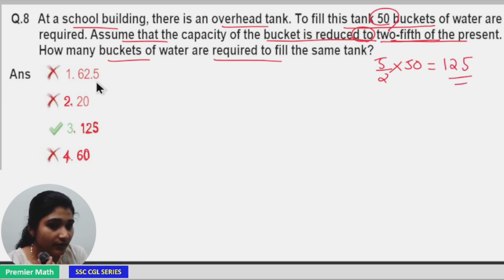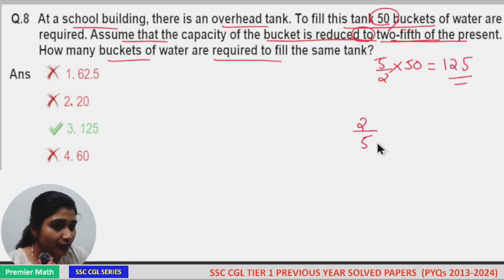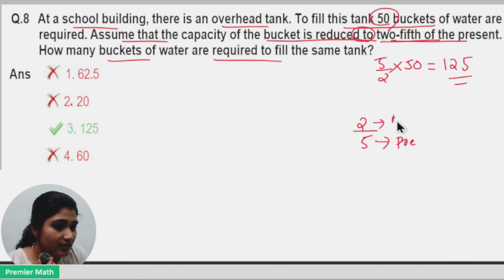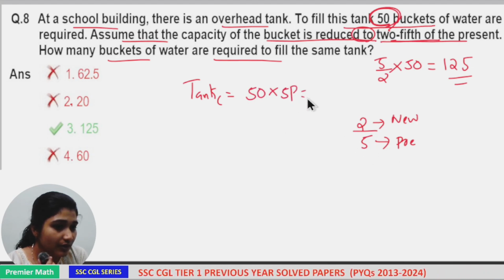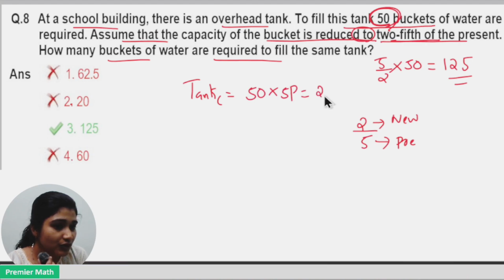That is, here the capacity of the bucket is reduced to 2/5 of the present, which means 5 parts is the present capacity of the bucket and 2 parts is the new assumed capacity of the bucket. And here the capacity of the tank is 50 buckets. So tank capacity is equal to 50 buckets, and 1 bucket capacity is 5 parts. Then 5 into 50, 250 parts is the capacity of the tank.